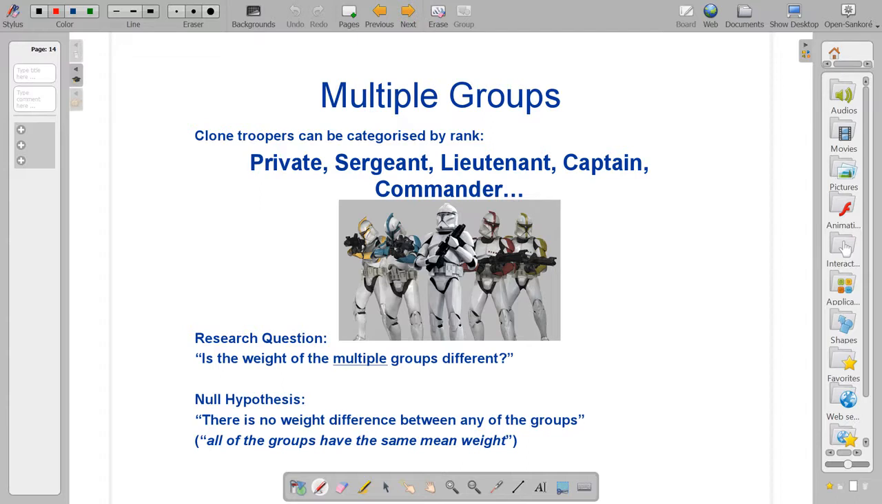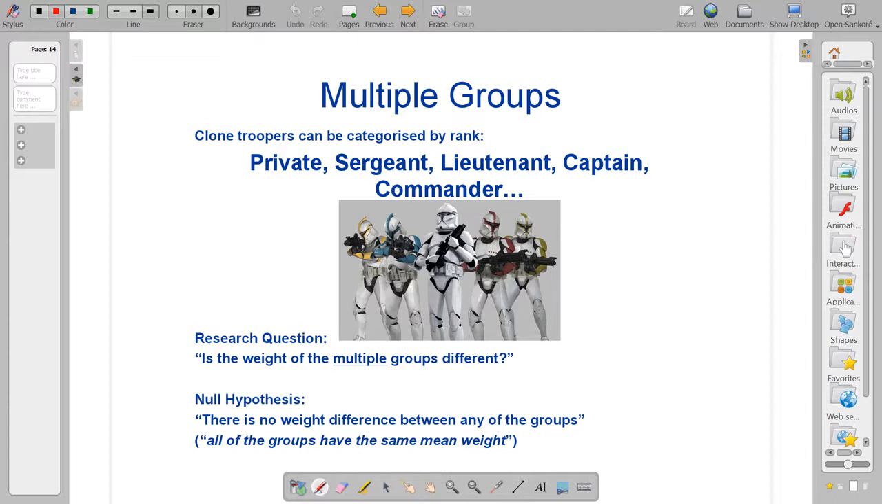Because these are military personnel, I have assigned them ranks. I do apologize if you're more knowledgeable in this area than I am. I don't know if those are strictly the right order, and I don't even know if I've spelled them correctly, but you get the idea. We've got some categories that we've now placed these in. But how many categories do we have? Five. That's more than two, is it not? Statistics: five is more than two. So can we use an independent samples t-test to compare these five groupings?